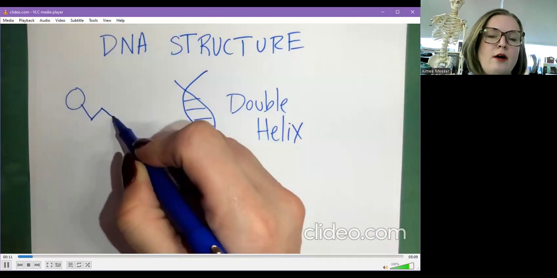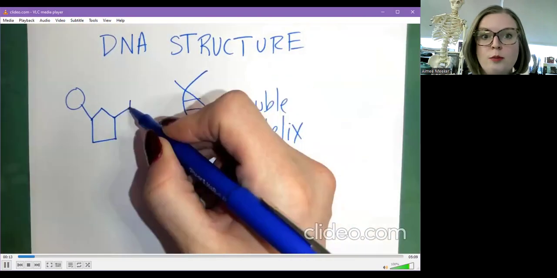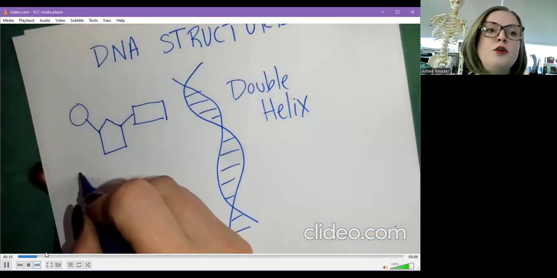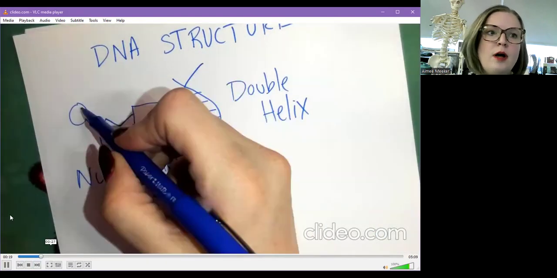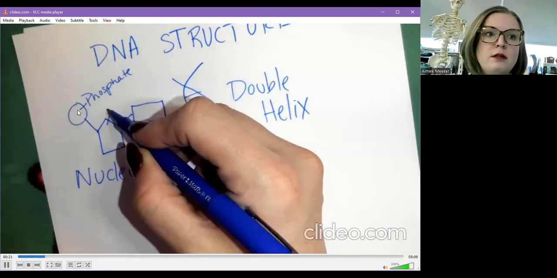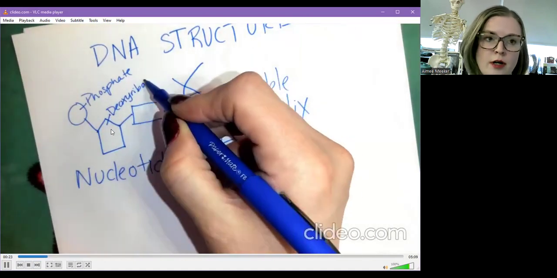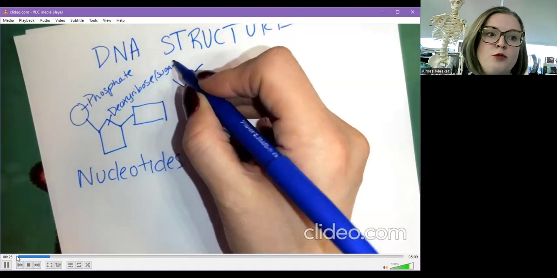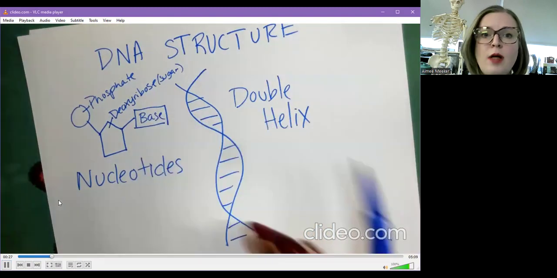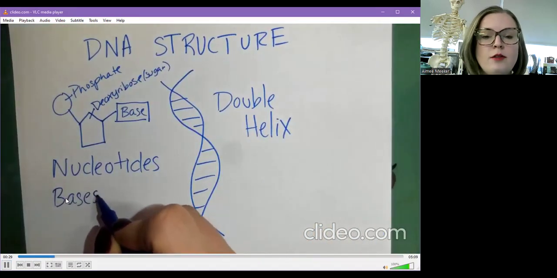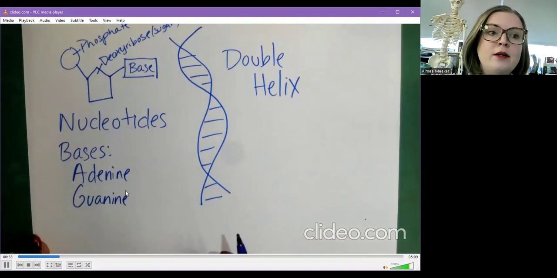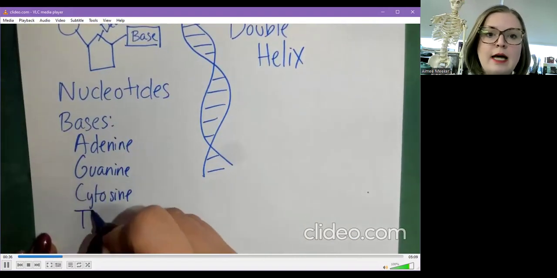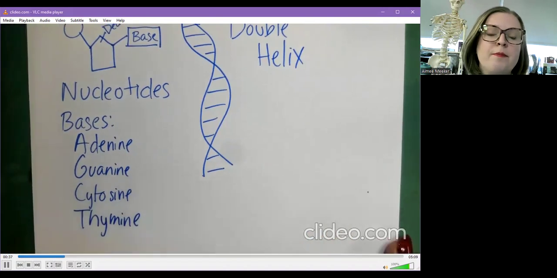It's actually made of this molecule or monomer called nucleotides, which have three parts: a phosphate, a sugar, specifically a deoxyribose sugar, and then it will have one of four bases. The four bases that are in a DNA molecule are adenine, guanine, cytosine, and thymine.